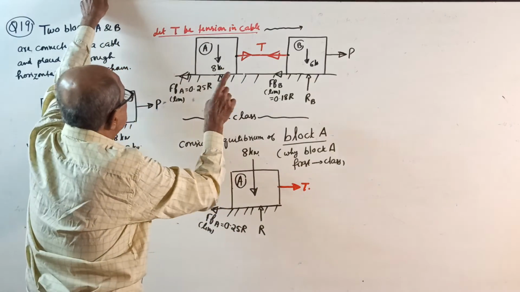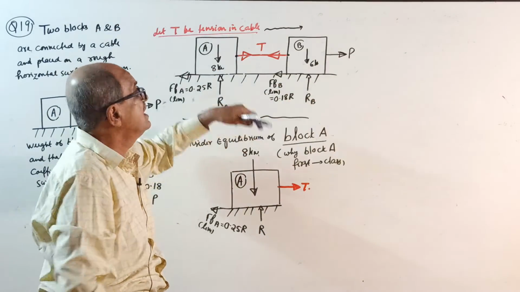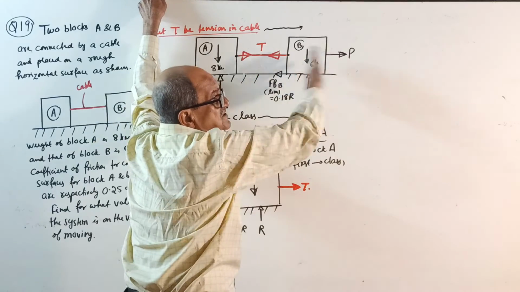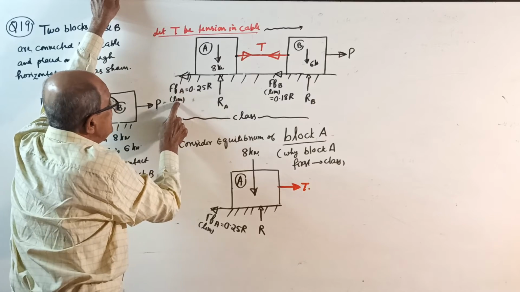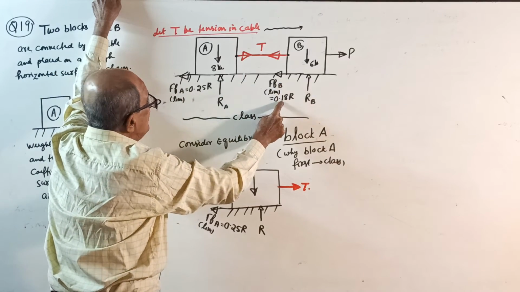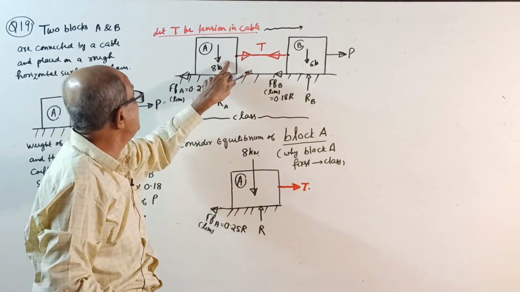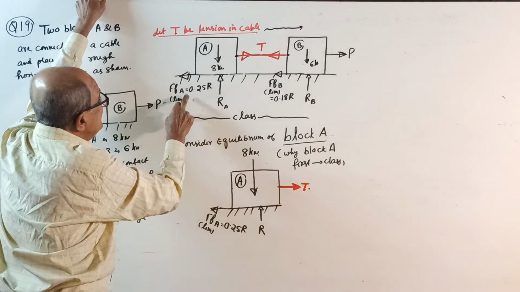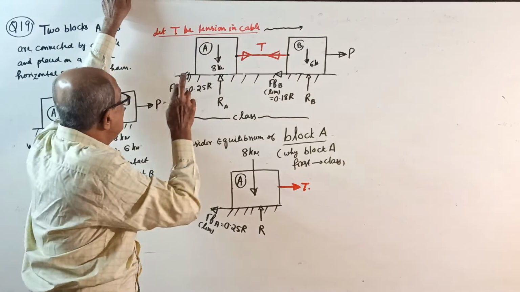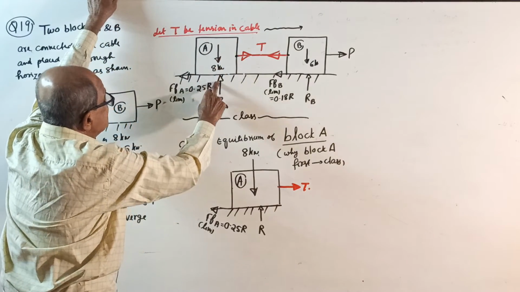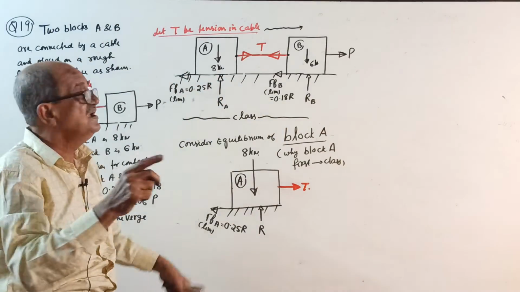Now, some statements are required. The block is on the verge of moving. Therefore, limiting friction will come. When the system moves to the right side, the frictional force will be to the left side. Frictional force at A, limiting value. Friction force at B, limiting value. Let RA be the normal reaction on block A and F_A limit be the frictional resisting force for block A. Then write: the coefficient of friction between block A and the surface is 0.25. Given in the question. If you are serious, you should write it, 0.25.